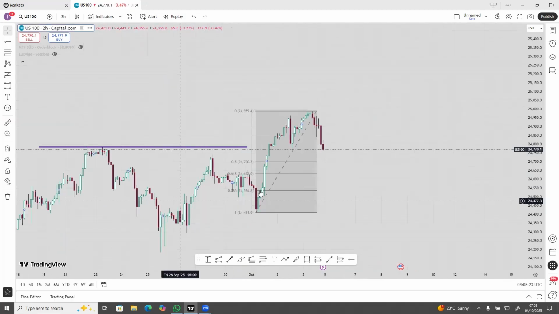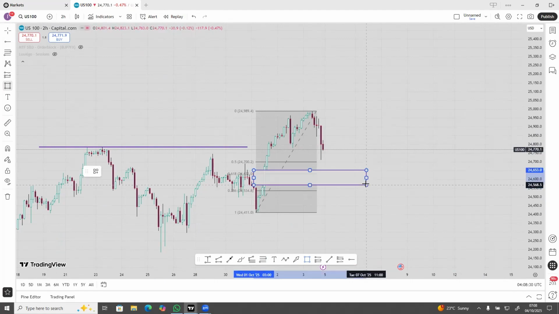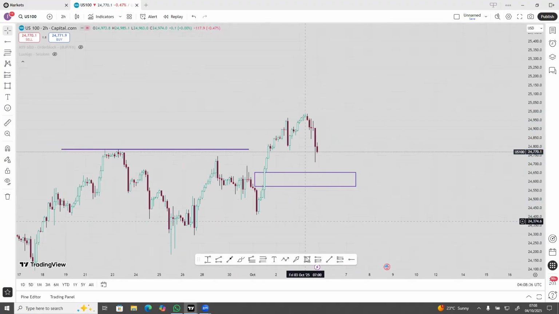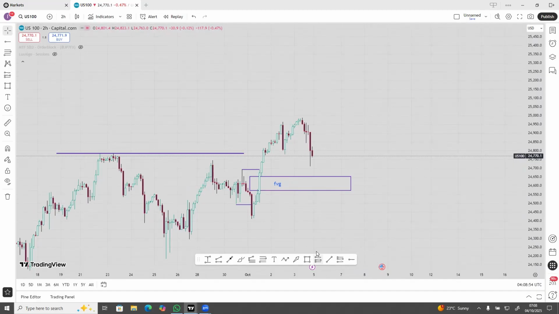So on the discount zone here, on the optimal entry zone, we have that fair value gap. This FVG will be an FVG with high probability, because you can see here you have a liquidity sweep on 2 hour, and then you have a shift here, and then the FVG available on the discount zone is that FVG. So this FVG will be a powerful imbalance to push the price up.